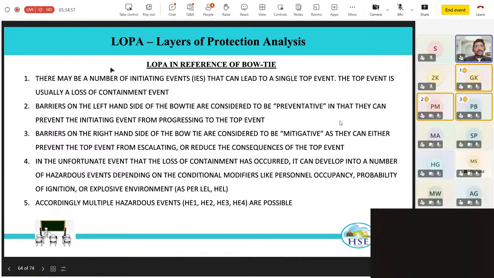Okay, so see, there may be a number of initiating events that can lead to a single event. The top event usually is loss of containment. So there are going to be multiple events that could be initiating events. There could be multiple initiating events, the ones which you saw on your left.